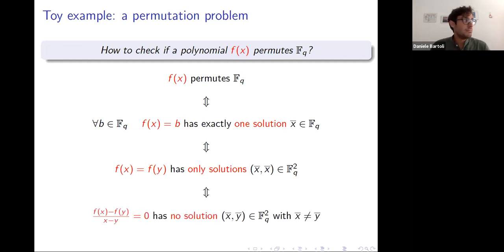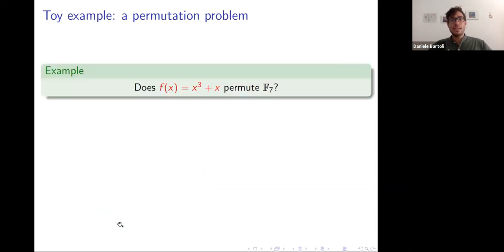Well, since f(x) minus f(y) is divisible by x minus y as a polynomial, we can just rephrase this saying that the bivariate equation (f(x) - f(y)) / (x - y) = 0 has no solutions (x bar, y bar) apart from the trivial ones, which are those with the two entries the same. Now, this equation here defines, as we will see in a few minutes, a plane algebraic curve. And solutions of this type, so pairs of elements of F_q, will be F_q-rational points of such a curve.